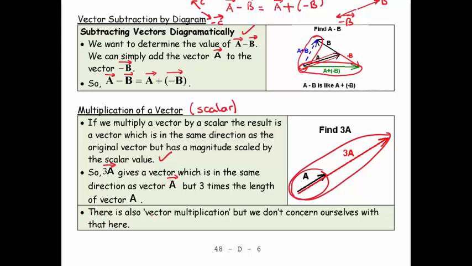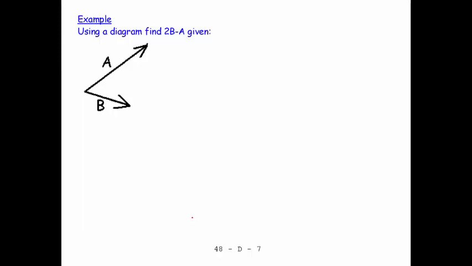There is also vector multiplication. That's a vector multiplied by a vector, and we'll get to that later. So let's try this. Let's bring some of this together. So I have a command, draw vector 2b and subtract vector A. So there's vector B, there's one of them, and here's vector B, there's the second one. And then rather than adding vector A, I'm going to add vector minus A.